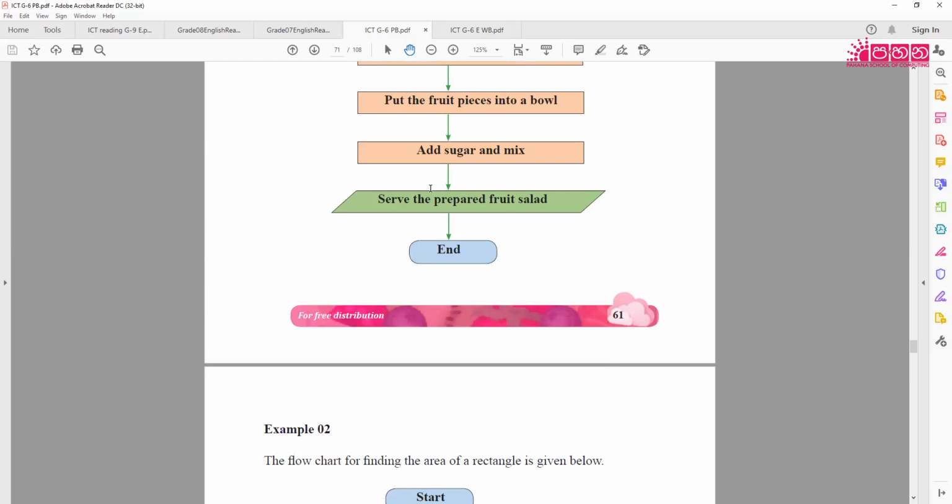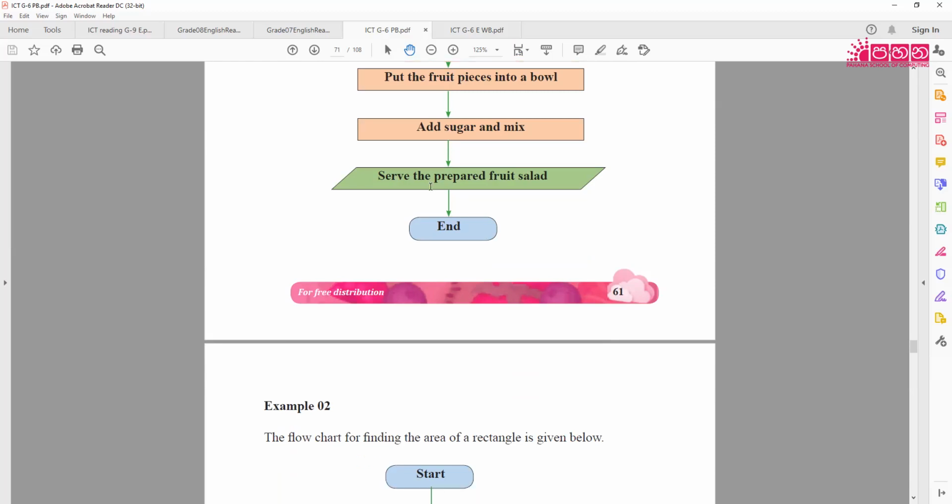Now, similarly, let's say we want to find the area of a rectangle. Similarly, we can draw a similar flowchart. You can say start, and then you have to get the inputs, which are length and width.